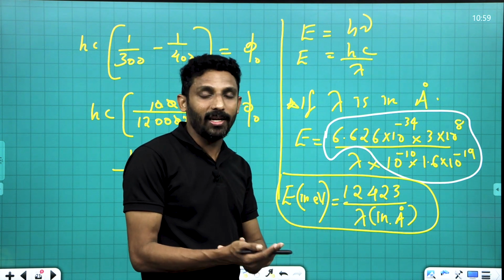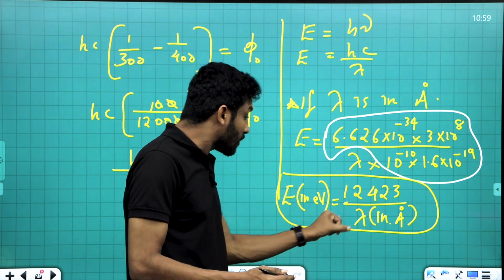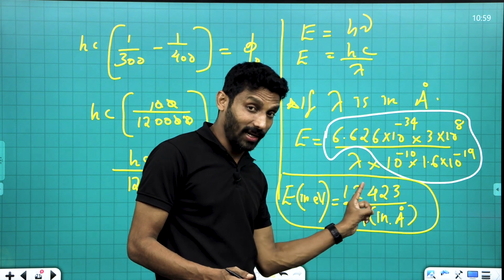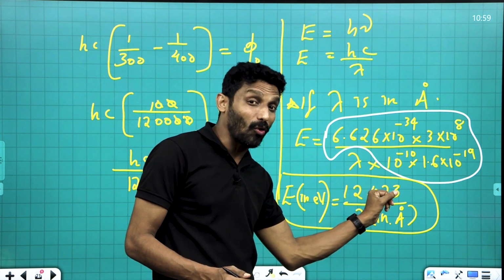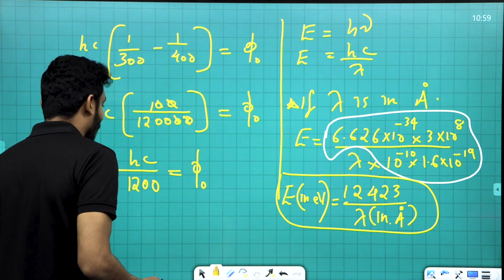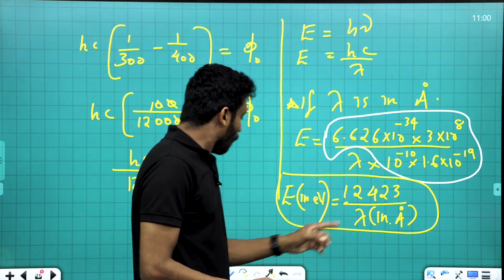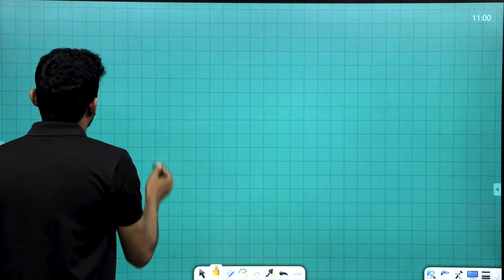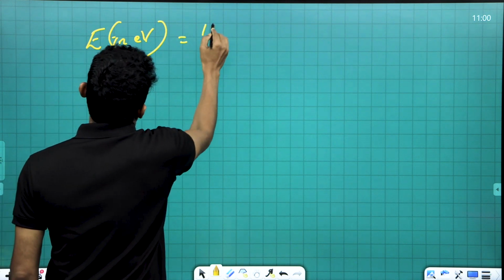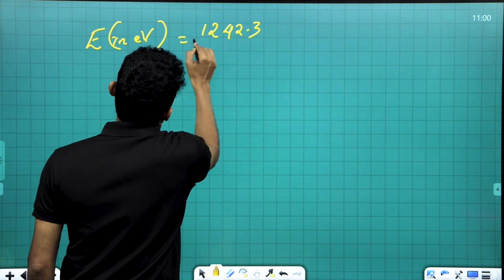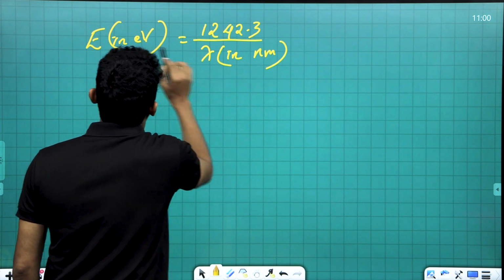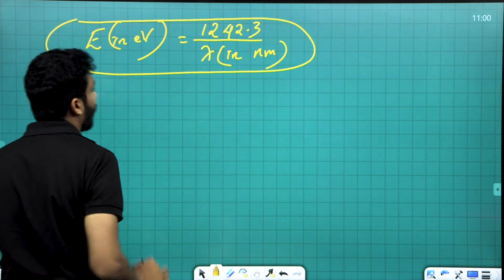12423 divided by lambda in angstrom. And if you use lambda in nanometer, you divide this by 10. Your point will be here: 1242.3 divided by lambda in nanometer. Understand? I may write: energy in electron volt unit is equal to 1242.3 divided by your lambda in which unit? Lambda in nanometer unit. These two things you keep in mind.